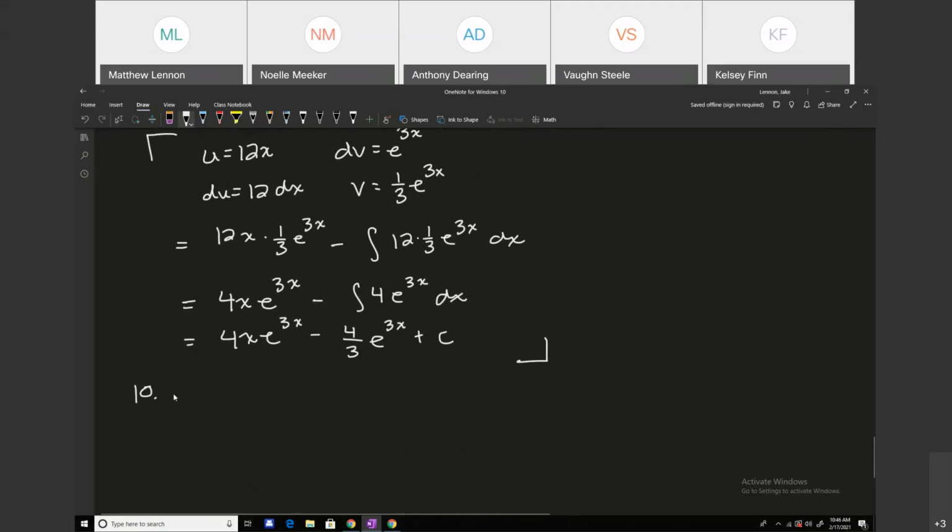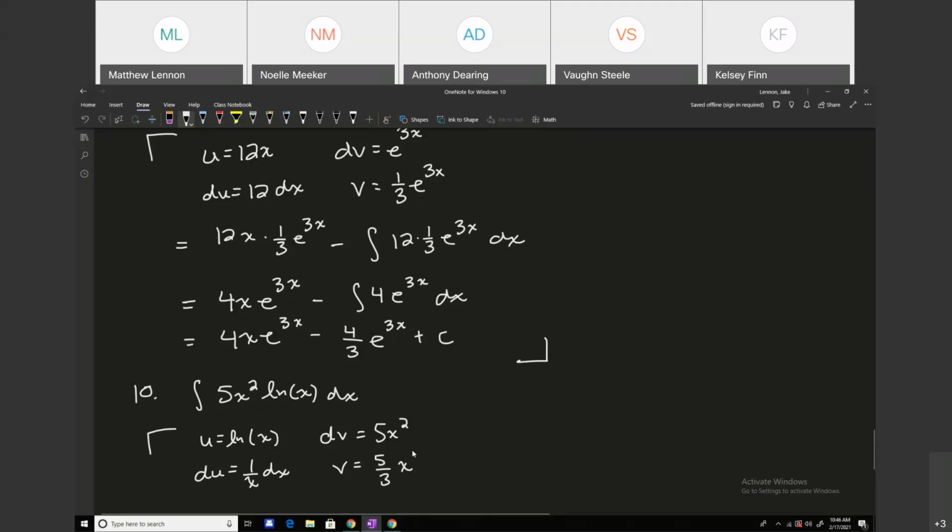And the last integration by parts. So we have the integral of 5x squared natural log of x. When you have a polynomial or a power function times a log, the choices kind of flip-flop. So u is going to become the log, and dv is going to be 5x squared. So du is 1 over x dx, and v would be 5/3 x cubed.